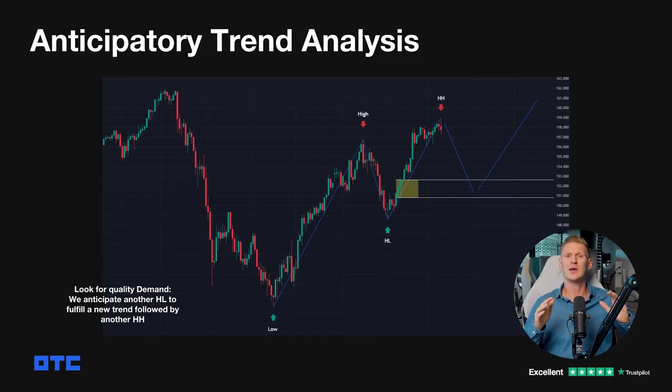The key now is to predict the final building block, another higher low. This higher low should ideally form within an HTF demand zone, providing the support needed for the trend to continue. Now, let's see how this plays out. As price pulls back into the demand zone, it forms the anticipated higher low. This pivot completes the structure, confirming the emergence of a new uptrend and signaling a strong opportunity to align with the trend early.